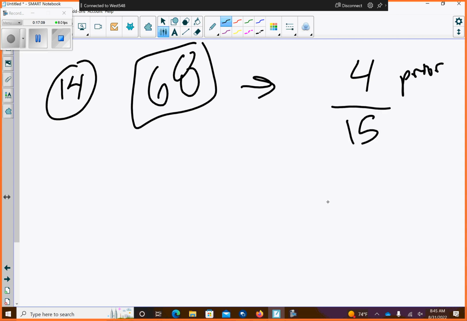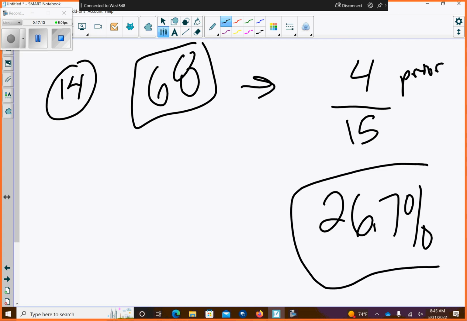So if you do that math, it comes out to this, but I don't think we'll have that on a quiz Friday, okay? That's what my knowledge is for today. And then interpret the percentile in this context. So if you found the 4 out of 15, then 26.7% of all pulse rates were below 68 beats.